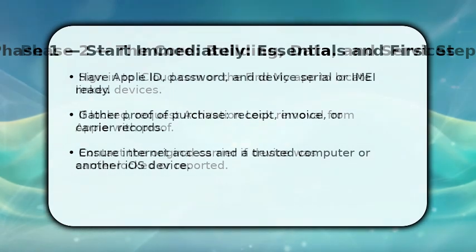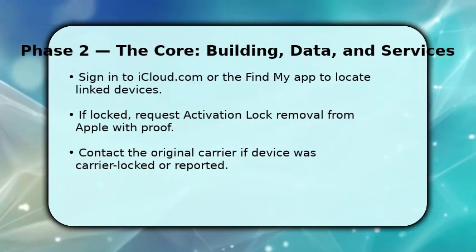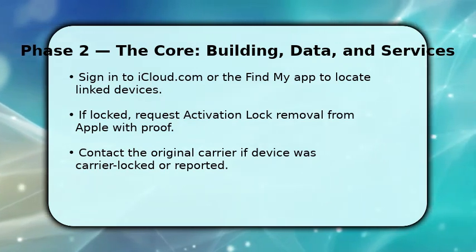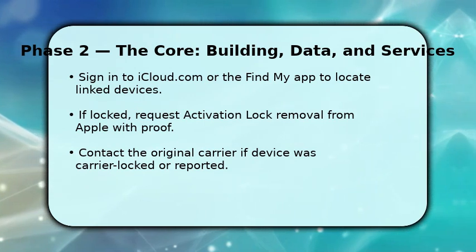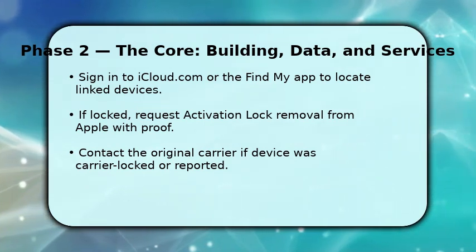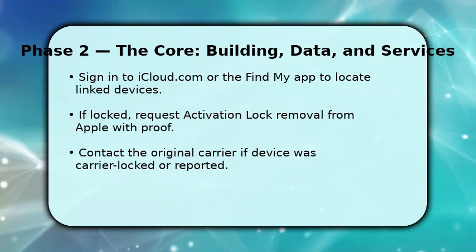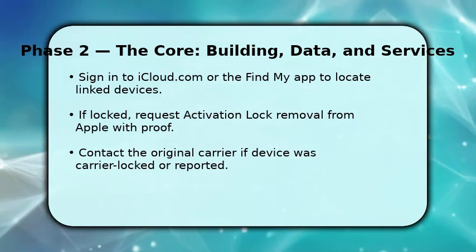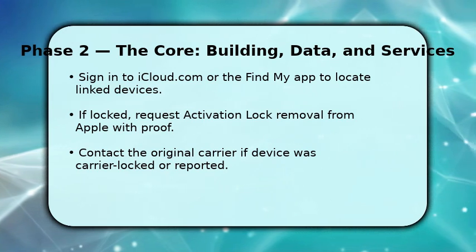Next, use Apple's official tools. Find My and iCloud show activation lock status and options. If the device is linked to your Apple ID, remove it from your account remotely or follow the in-app prompts. If you cannot, submit an activation lock removal request to Apple support with the serial number and proof of purchase. This is the sanctioned path.